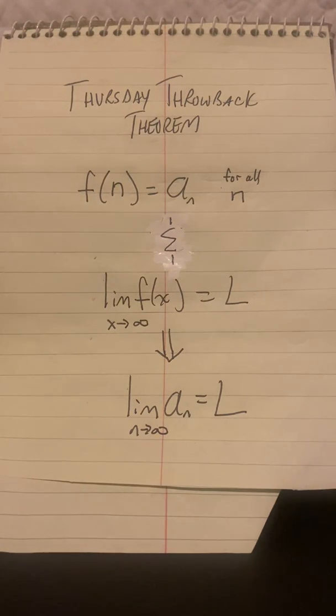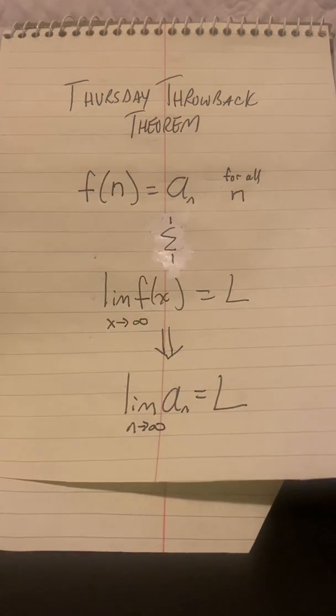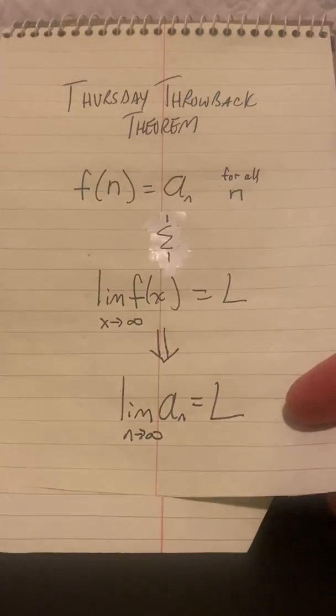We are going to use a very obvious theorem I call the Thursday Throwback theorem to handle this sequence. The Thursday Throwback theorem says that if you can find some function whose outputs for all the natural numbers equal the outputs of the sequence, then the limit of that function as x goes to infinity, if it's L, will be the same as the limit of the sequence as the natural numbers go to infinity. That seems pretty obvious.